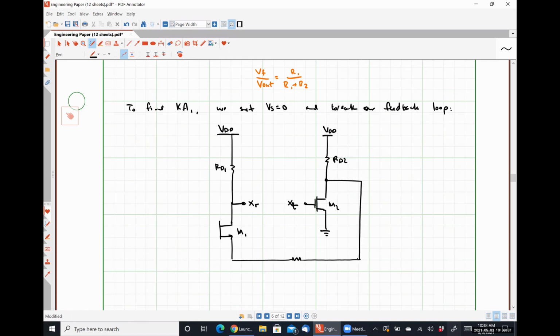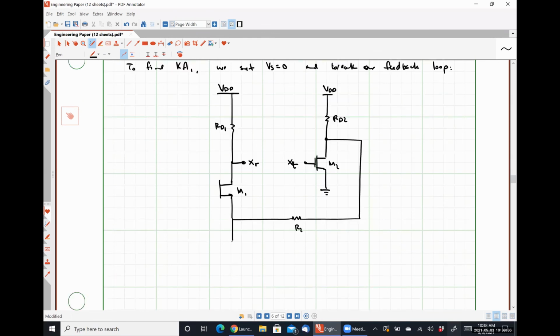I have my resistor R2 that goes here. I have my resistor R1 that goes here. And then I ground my input. So I've broken it up. So now let's talk about what happens when I apply my test signal X sub T, which in this case will probably be a voltage because we're dealing with a transistor.